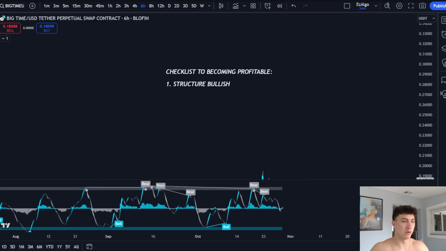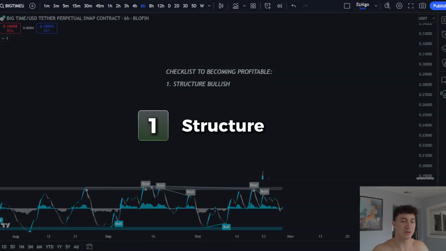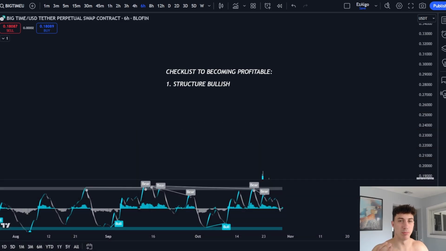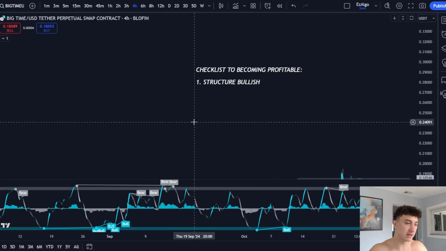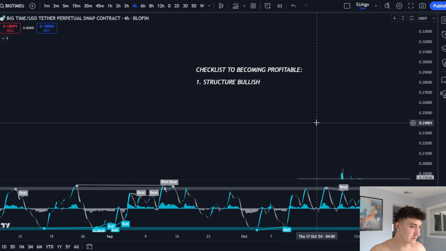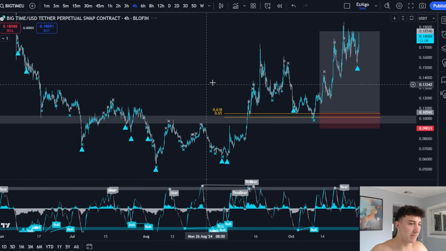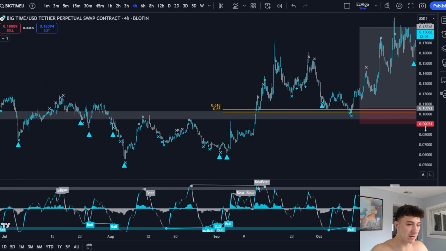Let's jump into it. Okay, number 1 on the checklist, you want to make sure that structure is either bullish or bearish. So in this scenario, I did structure bullish. Now this is very, very simple to identify, okay? A lot of people will say, do a top-down analysis from the weekly to the daily to the 4-hour. I only use a 4-hour. So go to the 4-hour time frame and make note of the market structure, right?